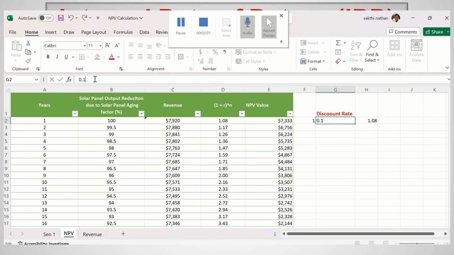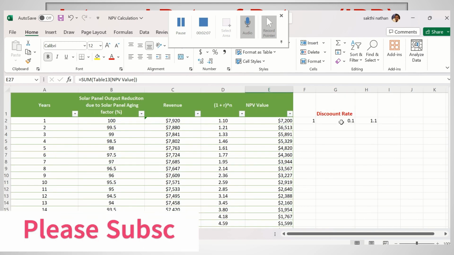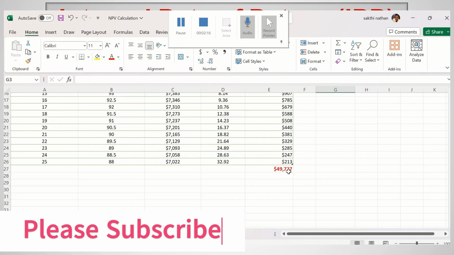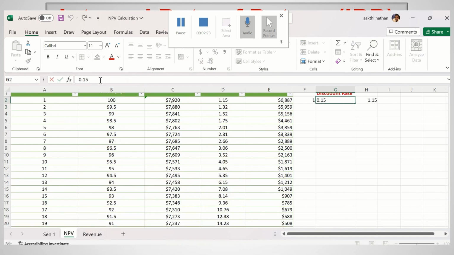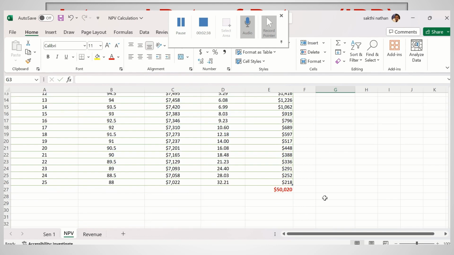So I want to make it a 10% discount rate, so 0.1. It's still not there, but it has come closer to the $50,000. So I jump directly to 15%. If I go to 15%, it's lower than the $50,000, but very close. So it is not 15, it's something like 14.5%. It's still a little higher. So I reduce it and make it 14.8 or 14.9%. Yes, when I put 14.9%, I got $50,020. The $20 is extra, it's fine.